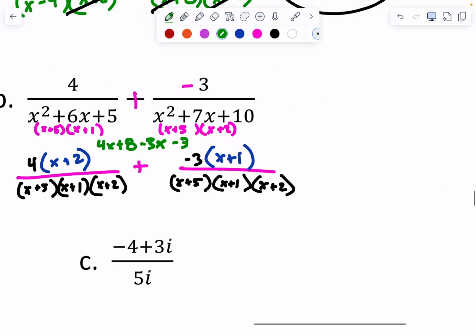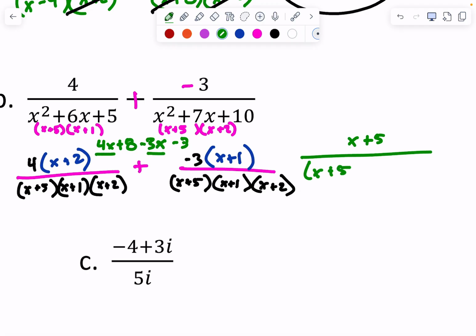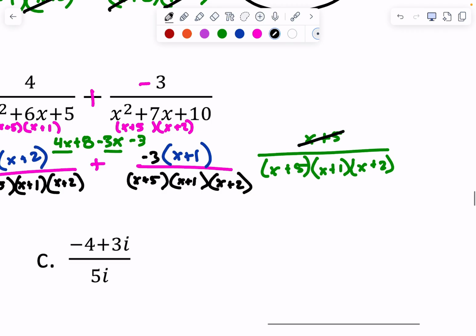Okay. On the top, I have an x plus 5. And on the bottom, I've got an x plus 5. Because 4x minus 3x is x. 8 minus 3 is 5. Yeah? Bottoms, I've got that, and that, and that. And if you give me that answer, I'll probably say that's fine. I don't care. But you should cancel the x plus 5s out, so your final answer is... no, not x squared. X plus 1 over x plus 2.